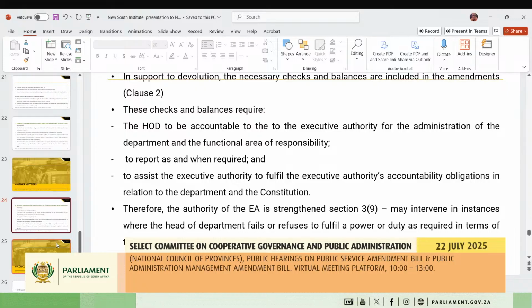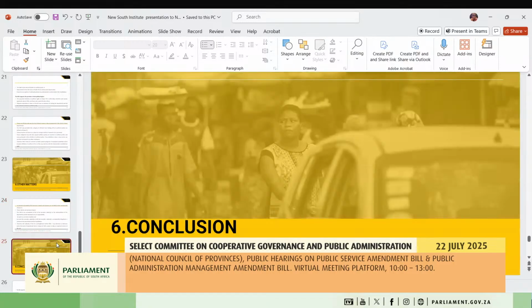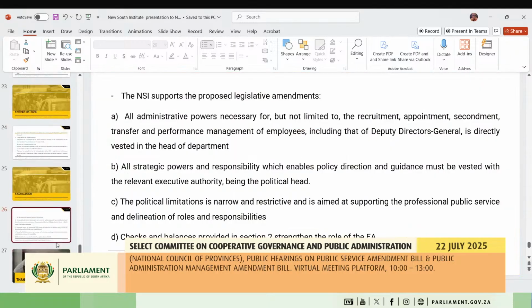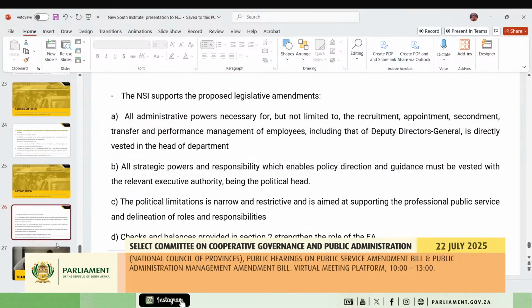They must assist the executive authority to fulfill the executive authority's accounting obligations in relation to the department and the constitution. Therefore, it is our view that the authority of the executive authority is being strengthened in Section 3.9, because the executive authority may intervene in instances where the HOD fails or refuses to fulfill a power or duty as required in terms of the Act. And of course, there are disciplinary processes in government, and ultimately that results in consequences that the EA has a responsibility to pursue in such cases.